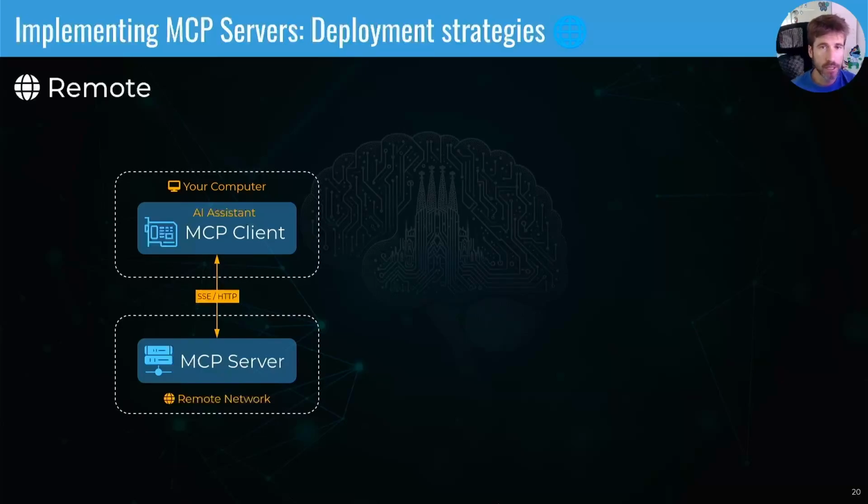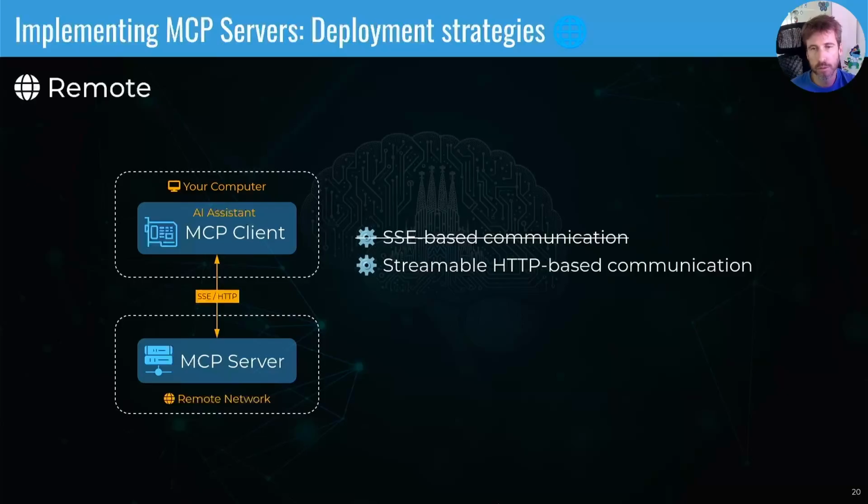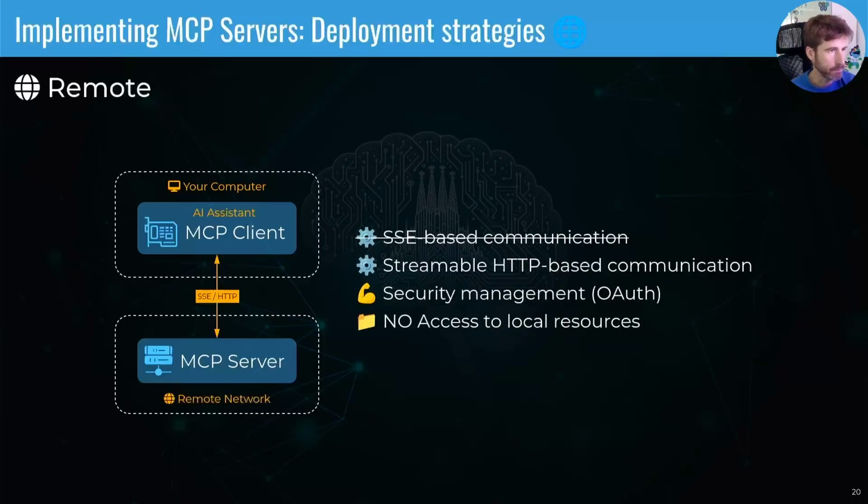The other deployment strategy is remote. In this case, your MCP server is running in a remote network, maybe the internet, and your MCP client connects to this MCP server through server-sent events or the streamable HTTP based communication. Server-sent events were deprecated in the latest protocol release, so you shouldn't really worry about this. Implement the server using the streamable HTTP. Yeah, here this is exposed on the internet, so you should be really careful and provide some sort of security management. So MCP has OAuth in the protocol, so your MCP server should be secured using OAuth too.